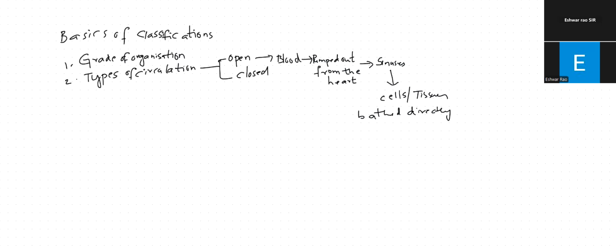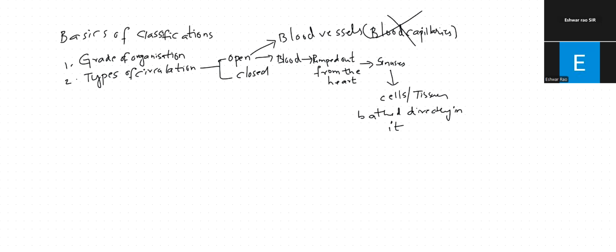And one more thing you should remember here: in open type of circulation, blood vessels are poorly developed. And especially, blood capillaries are absent. Clear? That we have seen under open type of circulation.